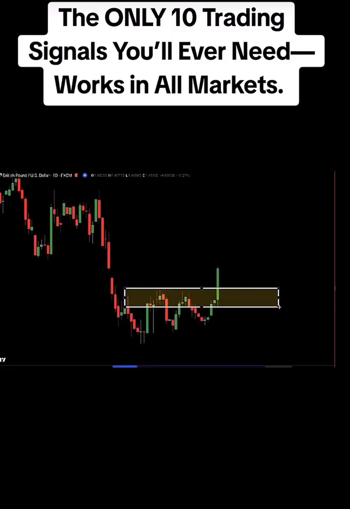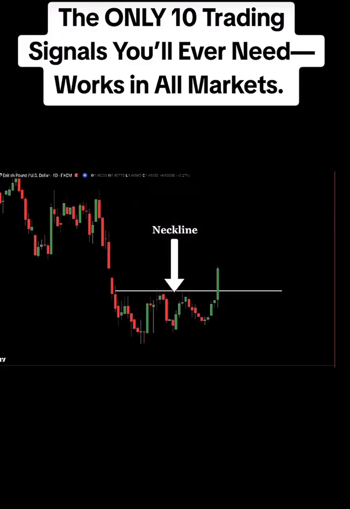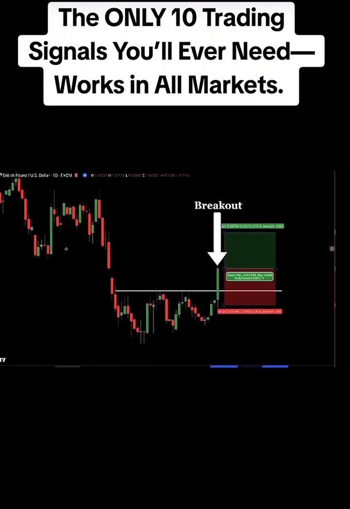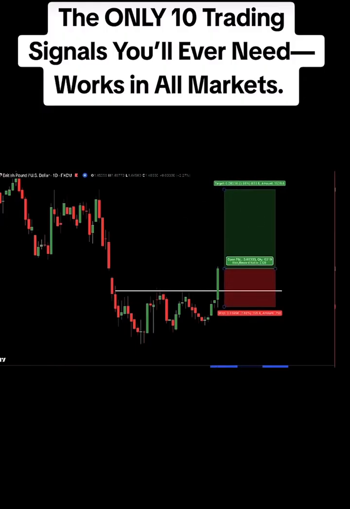Now we focus on the neckline, the horizontal resistance level connecting the highs between those lows. This is our trigger zone. Once price breaks and closes above that neckline, we get our buy signal. We enter the trade as soon as the breakout candle closes above the neckline. We place our stop loss below the neckline or under the third bottom. The target is the next resistance level, or a projected move equal to the height of the pattern.